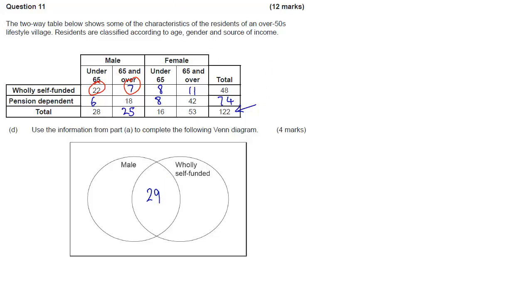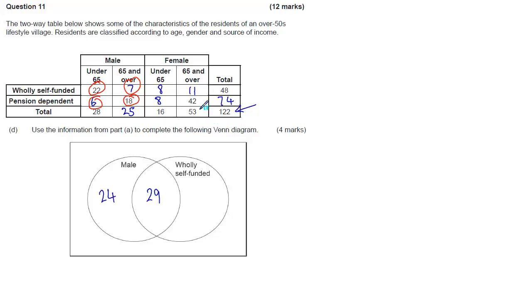Then males who are pension dependent, there's going to be 24 of those, and that must be these ones. They're still males, so they're in the male ring, but they're outside the wholly self-funded ring.